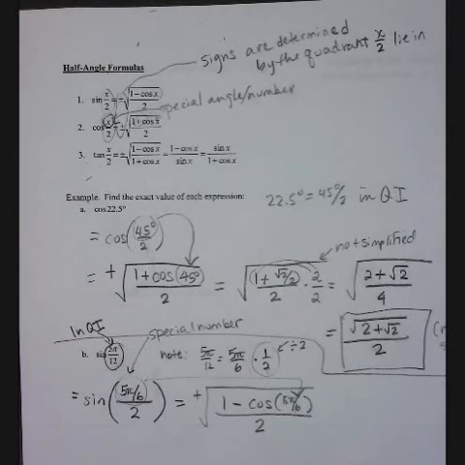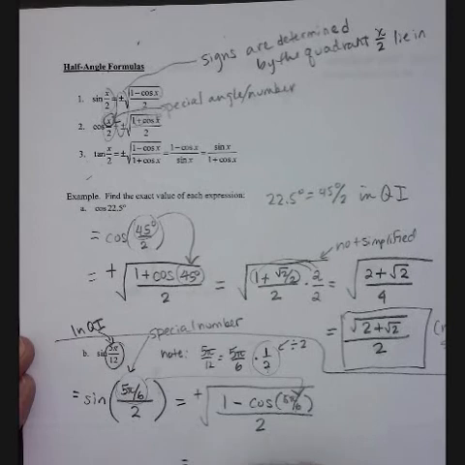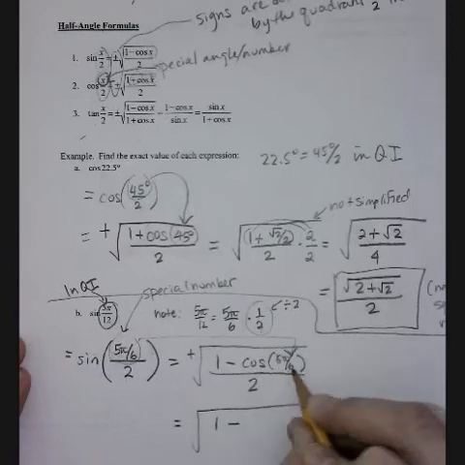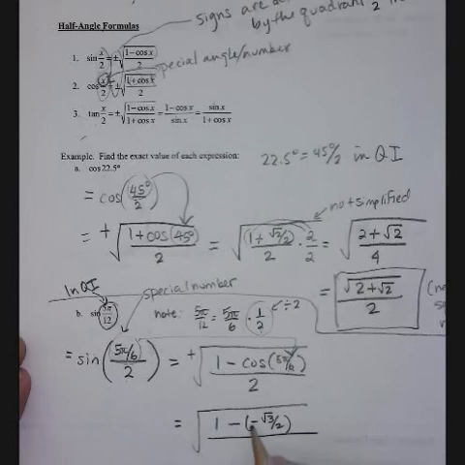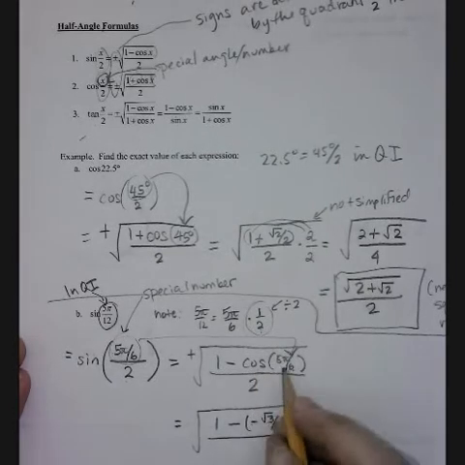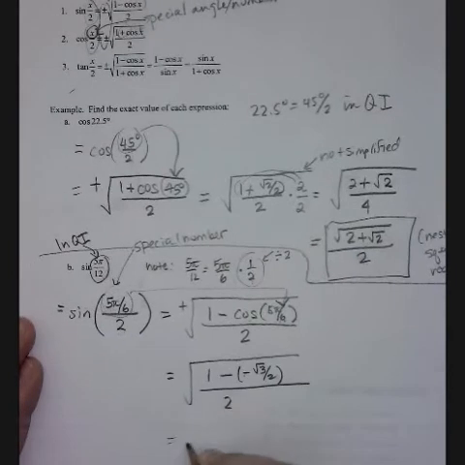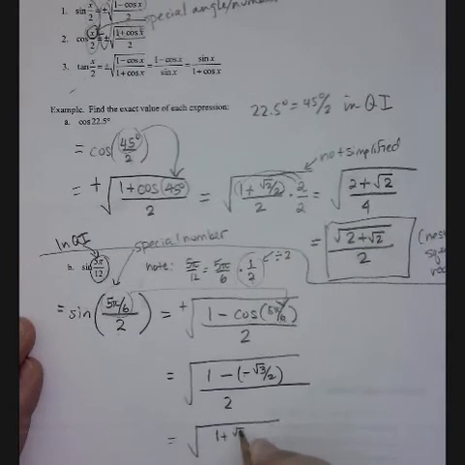Alright, so now we've got the square root of 1 minus cosine of 5 pi over 6, which is negative square root of 3 over 2. So here is where that negative comes in, and that's important. If you miss that, you're going to have the wrong answer. Now we have the square root of 1 plus square root of 3 over 2, over 2.